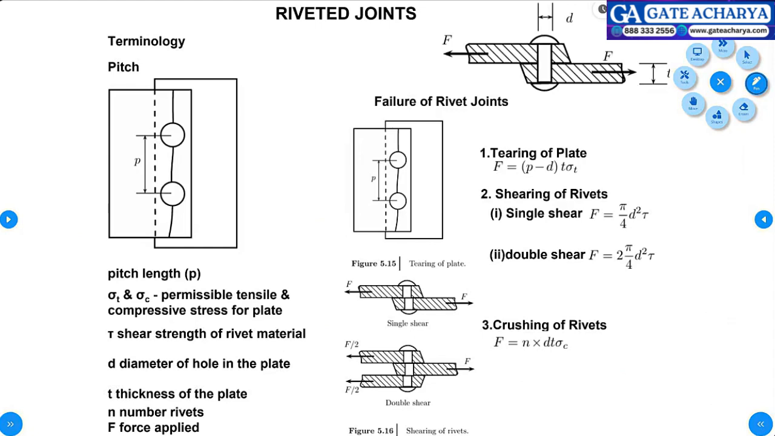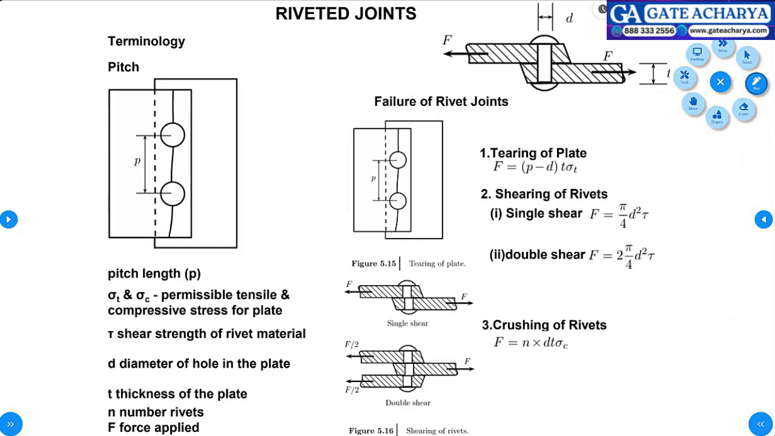So pitch length means P. Sigma T and sigma C means permissible tensile and compressive stresses for plate. Okay, tau is nothing but shear strength of the rivet material. D is nothing but diameter of hole in the plate. T means thickness of the plate. N number of rivets. F force applied.